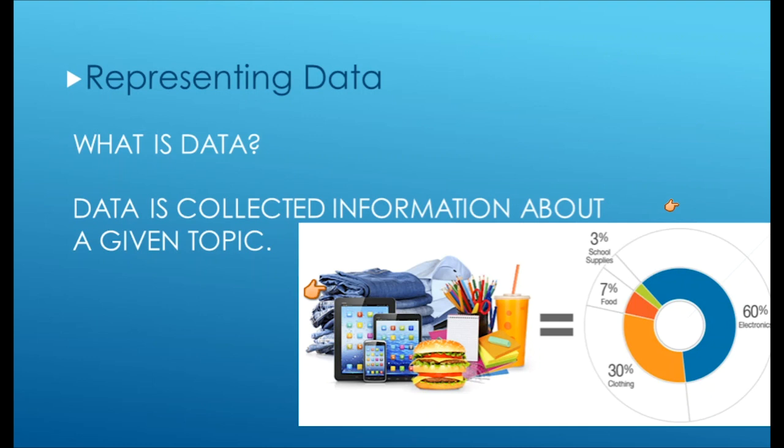Based on the data provided here, it looks like electronics has the overwhelming majority of the money spent. So as you can see in that little pie chart there, 60% is for electronics, 30% for clothing, 7% on food, 3% school supplies. Okay, now while that may not be exactly realistic, the graph shows those percentages. Again, data is collected information about a given topic.